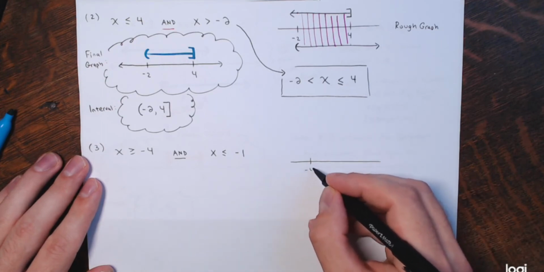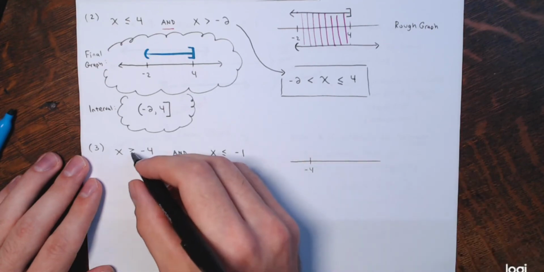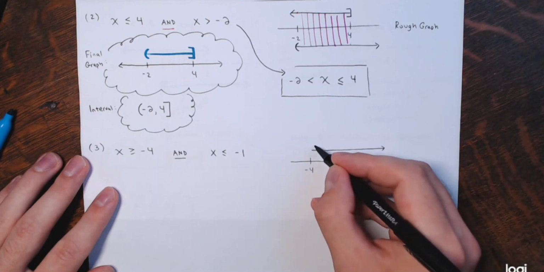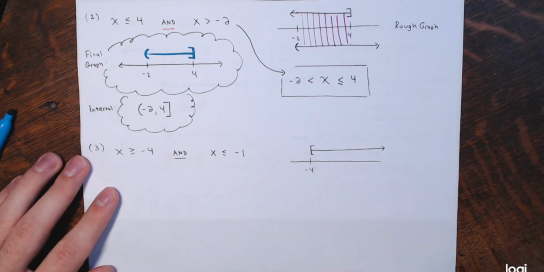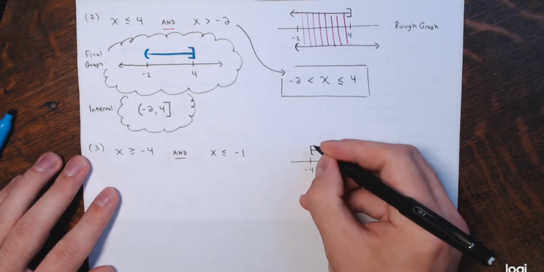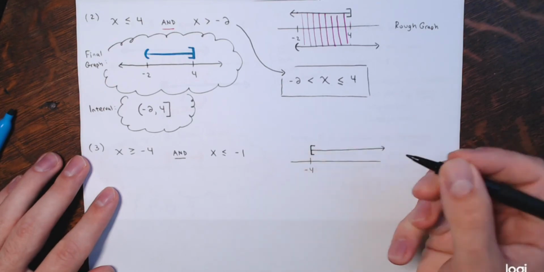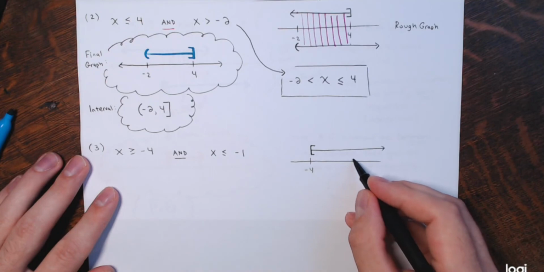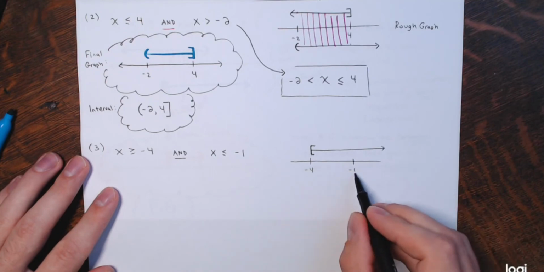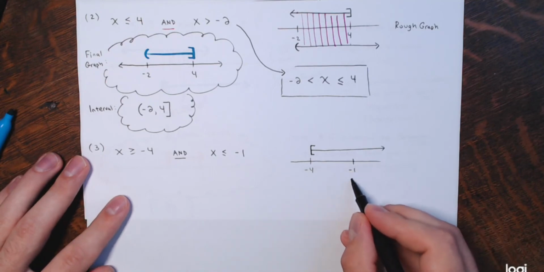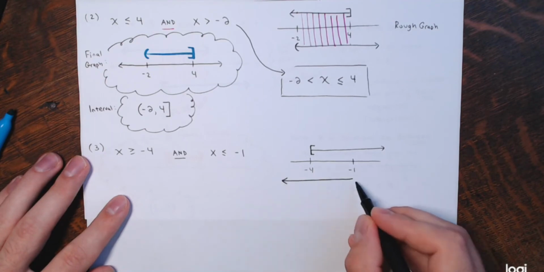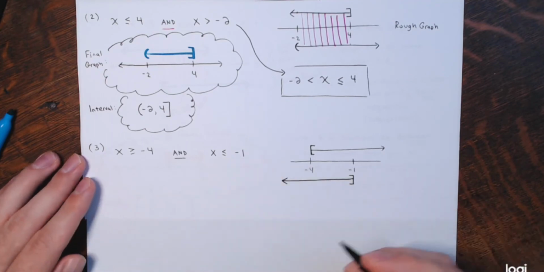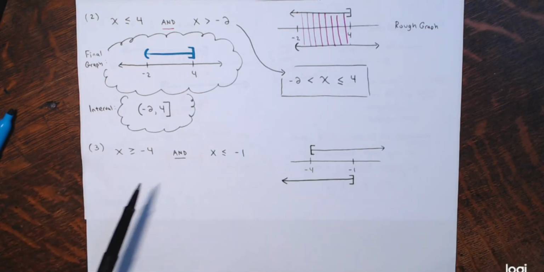All right, so let me draw these in my rough graph here. Here's -4. All the numbers greater than or equal to -4 are the numbers to the right of -4 and including -4. So a bracket on that. And all the numbers less than or equal to -1. Here's -1, should be to the right of -4, and I'll draw this graph below. Less than -1 is to the left, including -1, bracket on that.